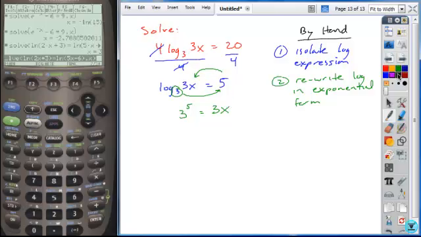And then the final step for this is to simply solve the resulting equation. So here we can divide both sides by 3 to isolate our x. 3 to the 5th divided by 3 to the 1st. You can apply properties of exponents here as well. When you divide two exponents with the same base, what do you do with their powers? Subtract. So 5 minus 1 is 4. So you get x is equal to 3 to the 4th. And if you evaluate that, you get 81.